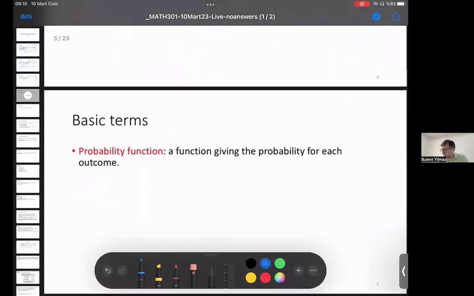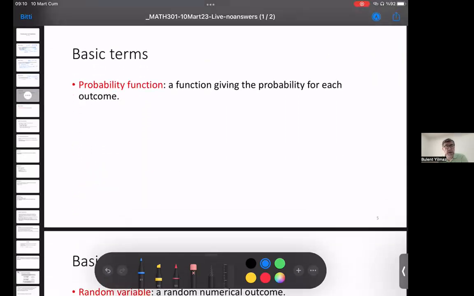Let me go to the next definition. It's about the probability function or probability value. Let's talk about the rolling a die experiment, rolling a die once. What is the probability of obtaining 1 when I roll a die? 1 over 6. Also, the probability of obtaining 2, of obtaining 3, of obtaining 4, and so on.